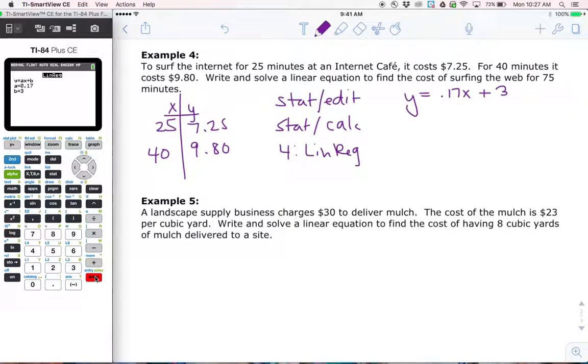So if I want to know what it costs for 75 minutes, can you see that 75 is an x value? So I'm going to plug it in for x to my new equation that I got from my calculator. And this is going to give me the cost for 75 minutes. So we're going to type this in, 0.17 times 75 minutes. And then we have to add 3 at the end, because that's what my calculator gave me. And this is telling me the cost is $15.75.